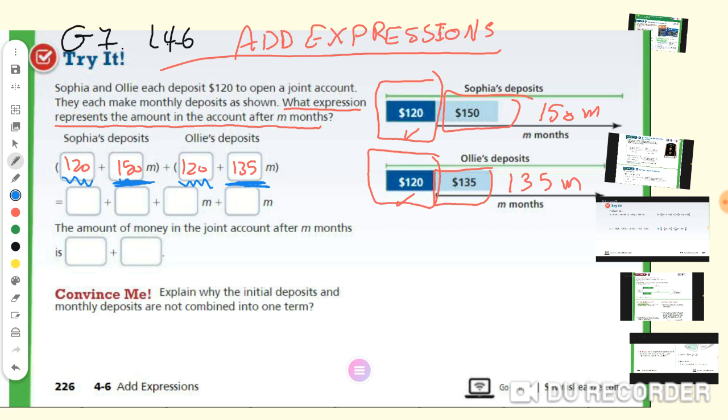We will collect the numbers first. So first will be 120 plus 120, then the m terms, 150 plus 135. 120 plus 120 equals 240, and then 150 plus 135 equals 285m. Don't forget the letter. That's it. This is how to write this relation. Let's move to another example.